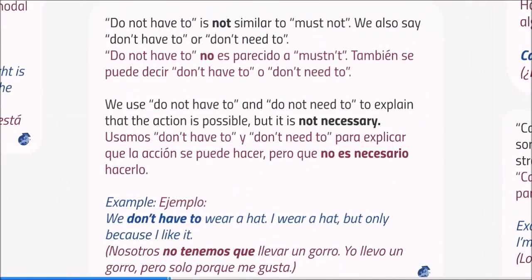Do not have to is not similar to must not. We also say don't have to or don't need to. We use do not have to and do not need to explain that the action is possible but it's not necessary. Example: we don't have to wear a hat. I wear a hat, but only because I like it.